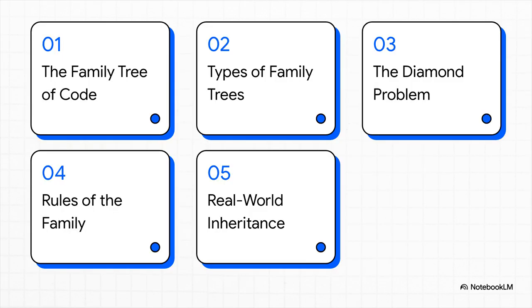So to really get a solid grip on this, we're going to walk through 5 key areas. We'll kick things off with the family tree of code to see how these relationships work. Then, we'll look at the different shapes these family trees can take. We'll also dive into a famous programming puzzle called the Diamond problem. After that, we'll cover the essential rules of the family. And finally, we'll tie it all together and see how this stuff works in a real-world project.